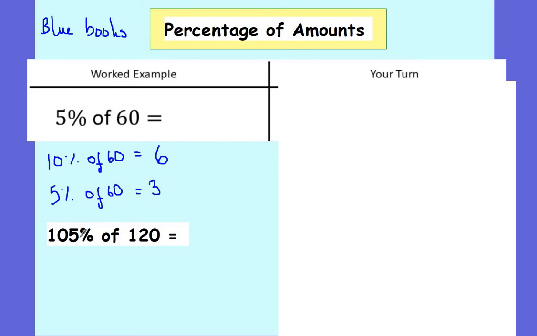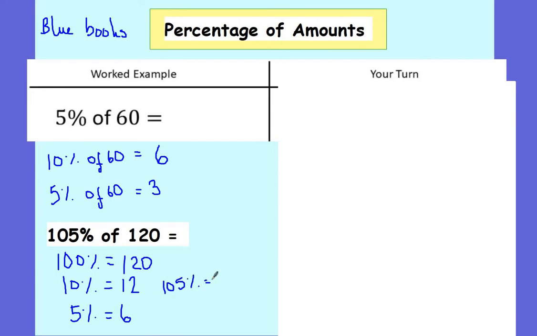Slightly trickier example, how could I find 105% of 120? Well, I know that 100% of 120 is just 120. I know that 10% of 120 is just dividing it by 10, so that gives me 12. And I know that 5% is therefore 6. So 105% is just 120 plus 6, which gives me 126.